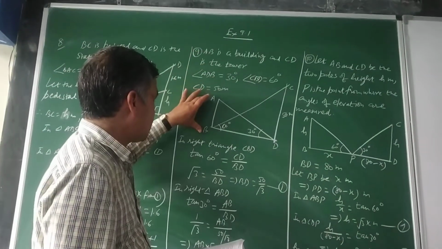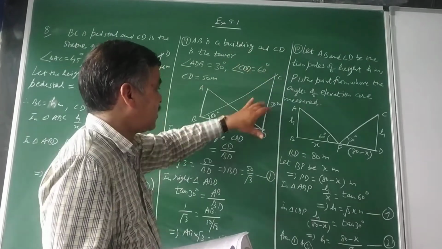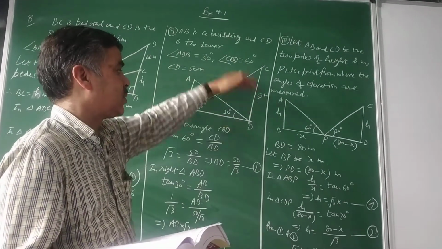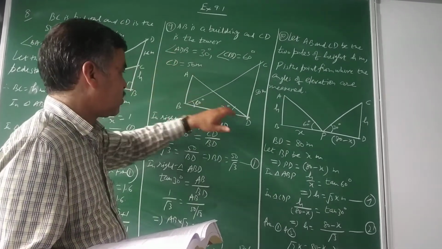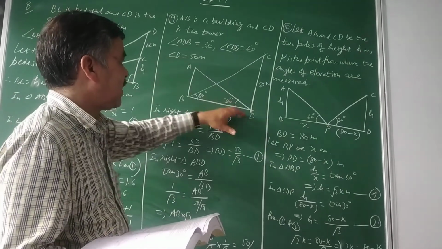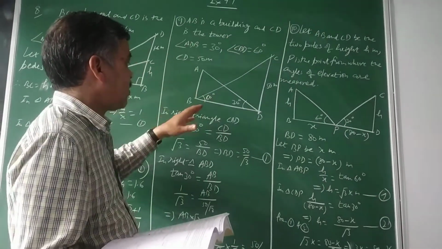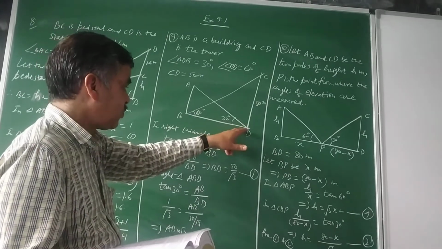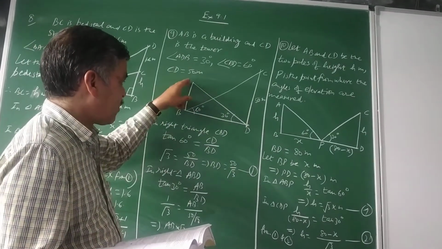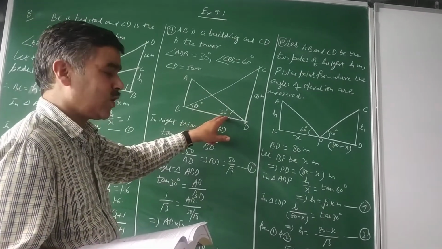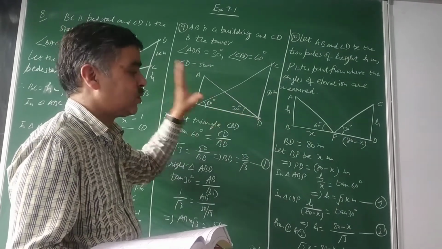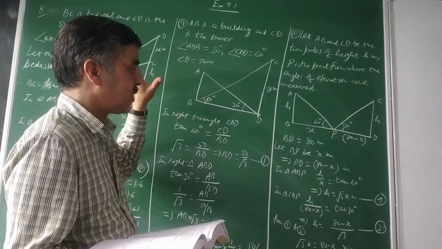So let us say AB is the building and CD is the tower, and both are standing at 90 degree to the ground. So AB is the building and CD is the tower. So the angle of elevation from the foot of the tower to the top of the building is 30 degrees. You draw that. So one triangle is ready with you, that is ABD, which is a right triangle.